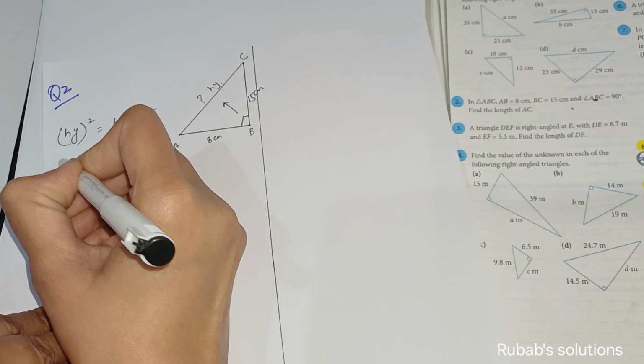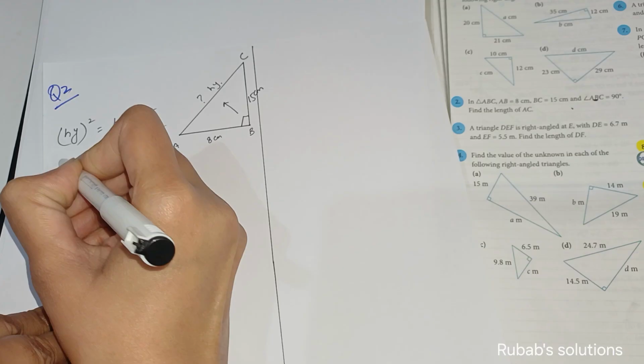It is good to write the formula in each question so that you will memorize it easily. So instead of hypotenuse, I have to write b square. Perpendicular is my 35 square and plus base is 12 square.